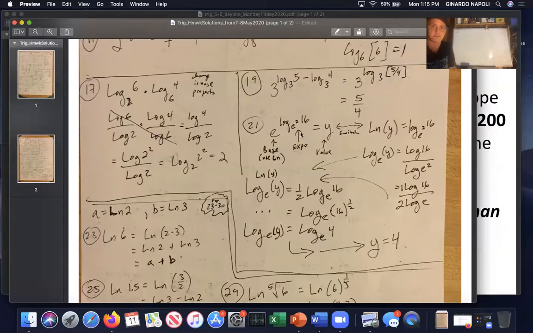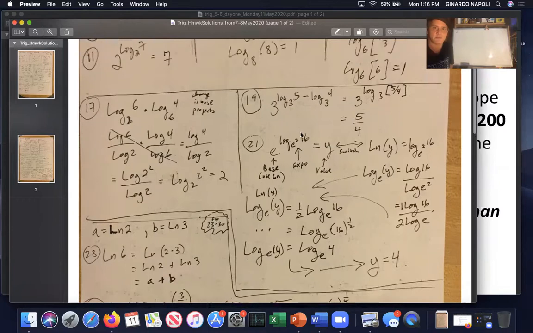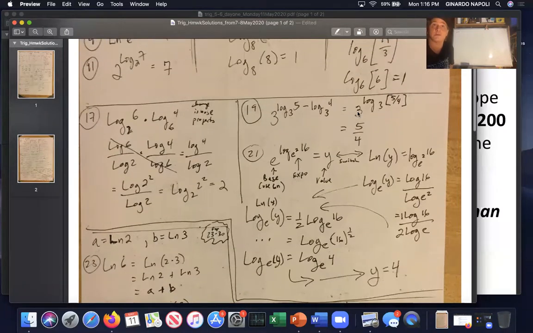Now 21 is a little more involved because unlike 11 and unlike what 19 eventually became, you're applying an exponent to a base e, but the log is based on e squared. So this can't equal 16. E and e squared are not the same. So what you want to do here is switch it to the logarithmic equation, or if you want to ln both sides, you'll still wind up in this location.